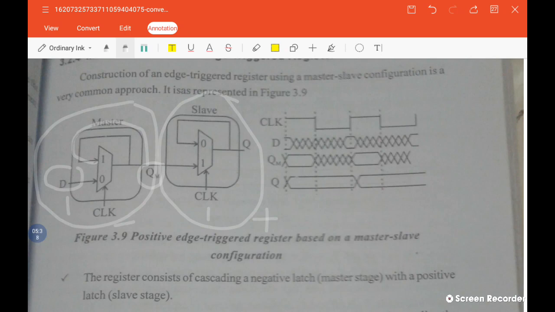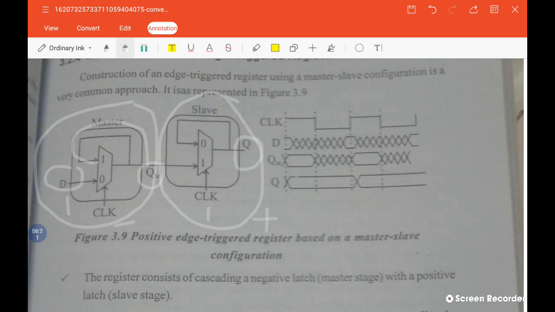At the same time, we will check what happens to the slave latch. The slave latch being a positive latch, and we know that the clock is high now. For a positive latch, when the clock is high, the data available at the input is copied to the output. Here your data QM is available at the input of the slave latch, and the clock is also high, so QM is passed on to, or copied to, Q. So at Q you will now be producing the output when the clock is high.